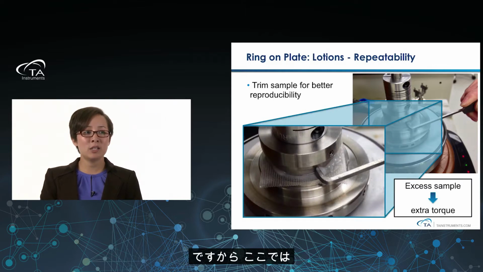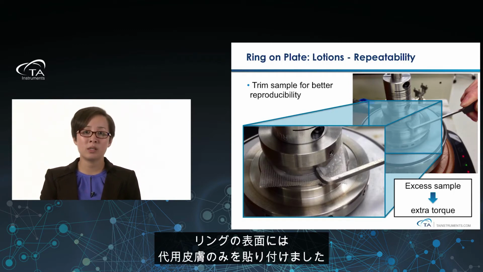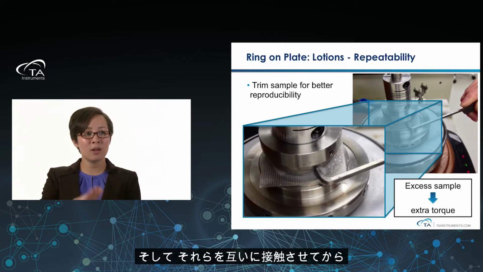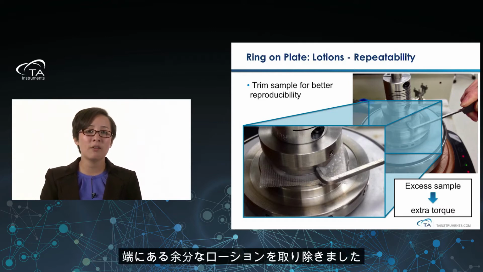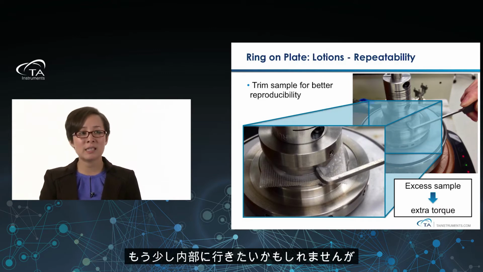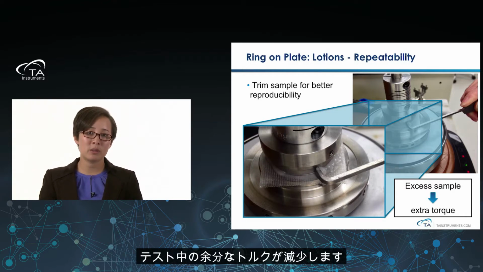All I did here is put some lotion on the skin substitute on the bottom plate. The ring itself had some skin substitute applied to the surface, and then they were brought in contact with one another. I took a trimming tool and scraped off all of that excess lotion around the edge. You may want to go on the inside a little bit too, but getting rid of that excess sample helps reduce the amount of excess torque during the test.